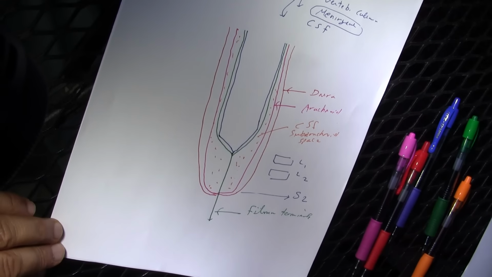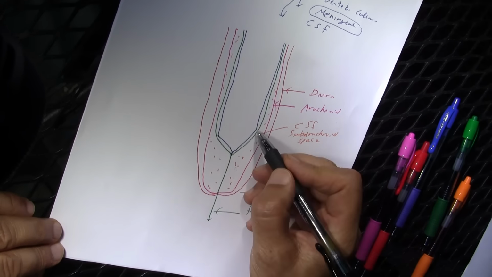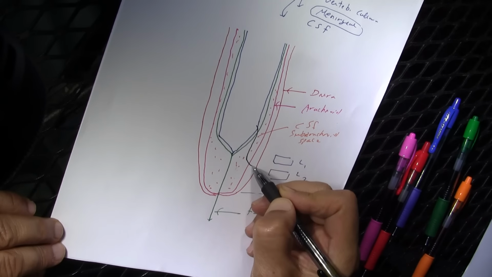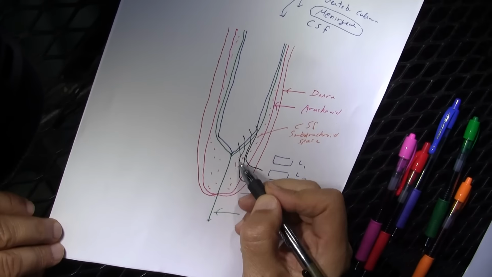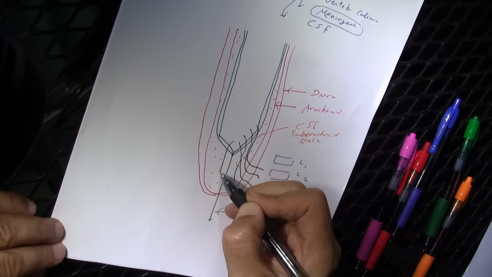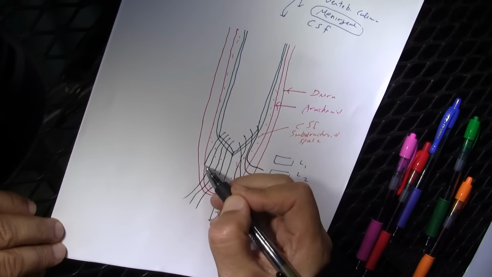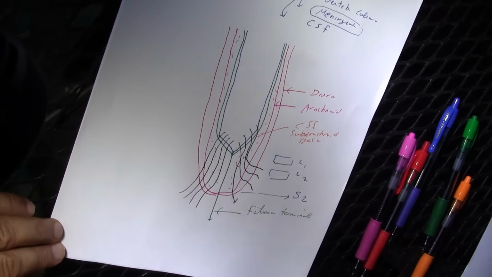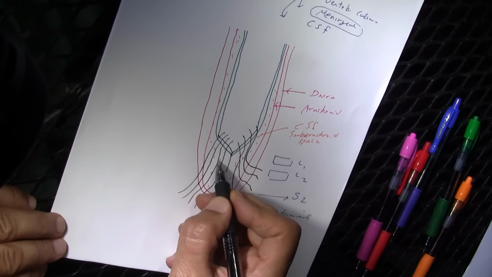Okay. So what else can you see in this space? In this subarachnoid space, you will see the cauda equina, the lumbar, sacral, and coccygeal nerves. Their roots are located in or traveling through this space until they penetrate the dura and come out through the intervertebral foramina. So this is the cauda equina.